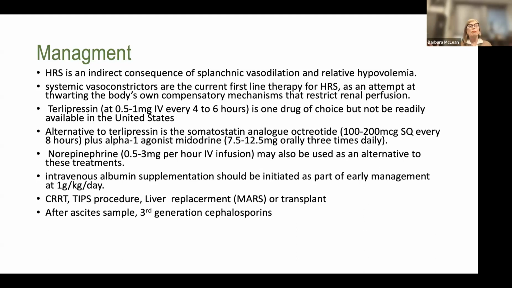Now, that is unusual for me to say. In general, I don't really support albumin supplementation because it leaks across the leaky barrier. But in this case, at the same time that you're promoting this vasodilation, vasoconstriction balance, you're trying to improve the circulating blood flow, even for short periods of time. If an ascites sample is drawn, and it should be, you should always then start on third generation cephalosporin, and then think about CRT, a TIPS procedure, liver replacement with MARS, or liver transplantation.